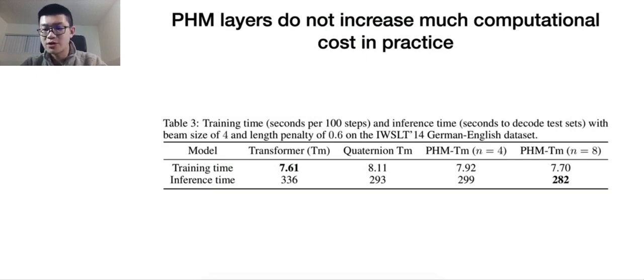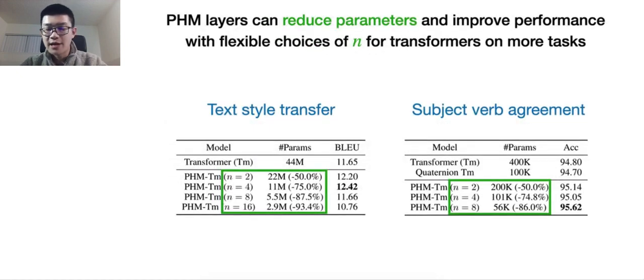So for instance, when we choose n to be 8, the inference time is reduced a lot because we reduce the number of parameters to a bigger extent. And the training time is also pretty comparable with that of the standard transformer model. And similarly, we can observe similar results, like reducing the parameters while improving performance on more NLP tasks like text style transfer and the subject-verb agreement tasks.